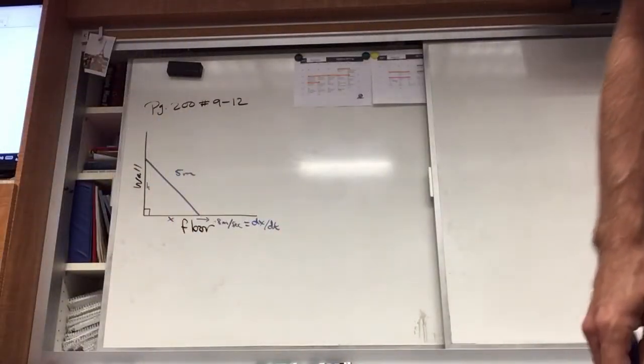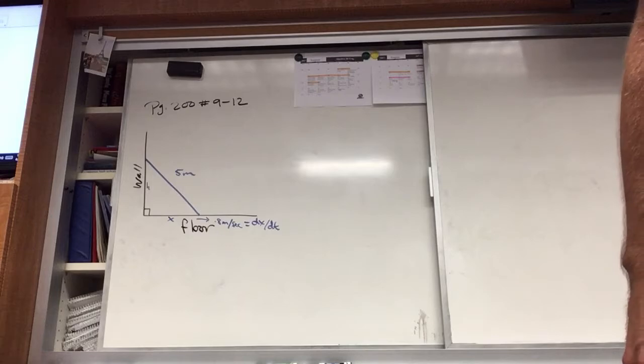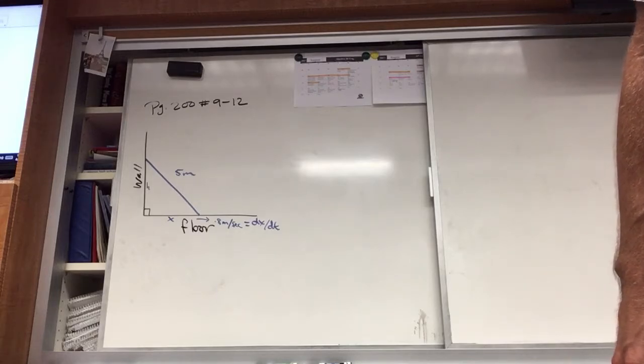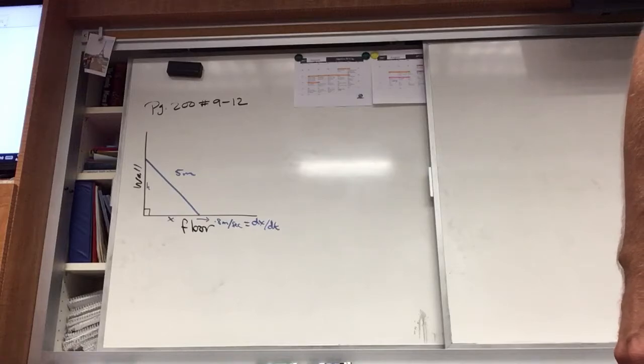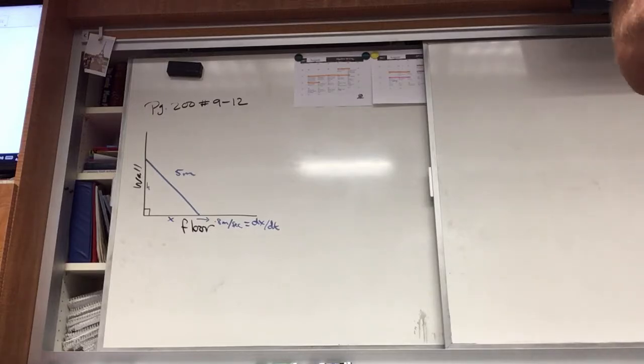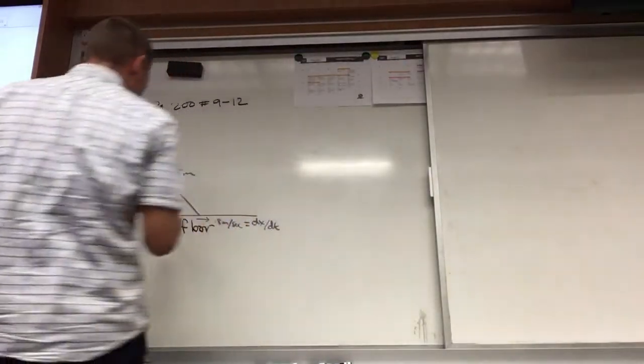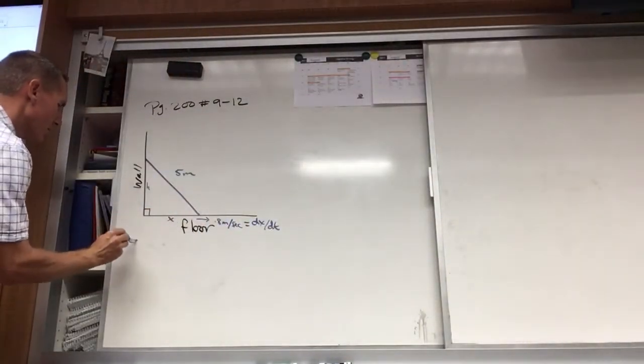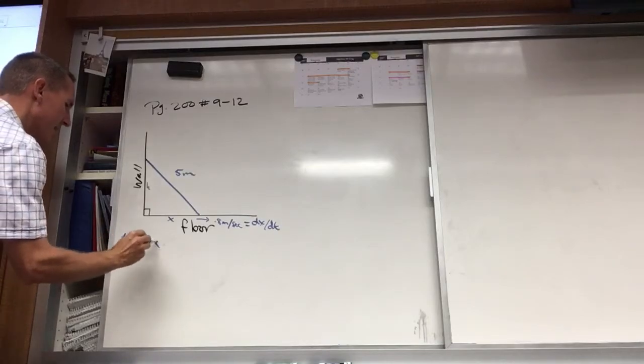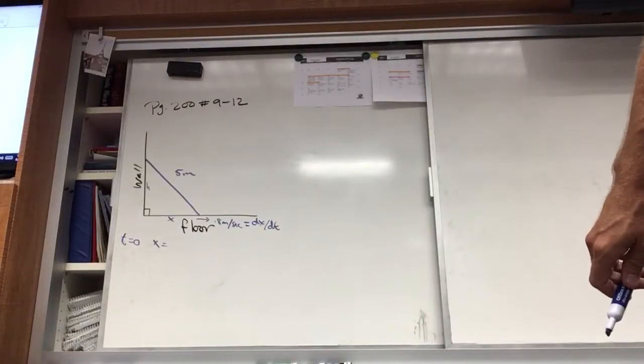What else do they give me for number 9? They say find the velocity of the top of the ladder at t equals 2 seconds if the bottom is 1.5 meters from the wall at t equals 0. So the bottom of the ladder starts out when t is equal to 0. I have that x is equal to 1.5 meters.